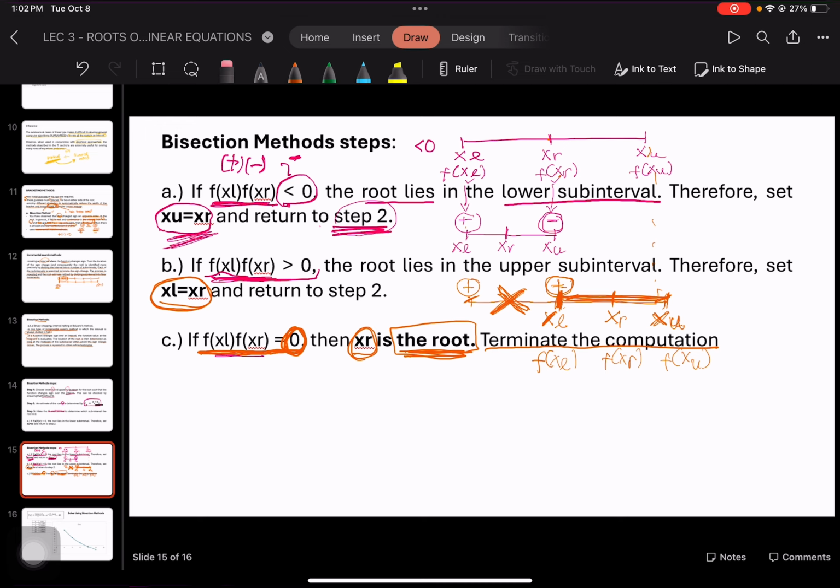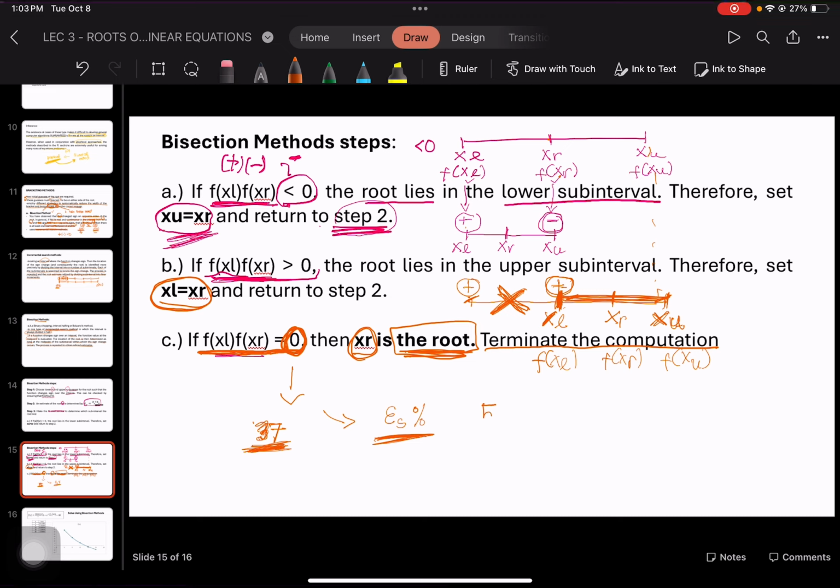Now, in cases kung saan hindi, for example, in exam, hindi possible na makuha mo talaga itong f of XL times f of XR equals to 0. Kasi baka mag-require siya ng many iterations, let's say 37 iterations. So, kawawa ka naman kung i-perform mo yung calculations 37 times, no? So, gagamit tayo ng pre-specified tolerance, no? Yung ES natin. So, again, this is our pre-specified tolerance.